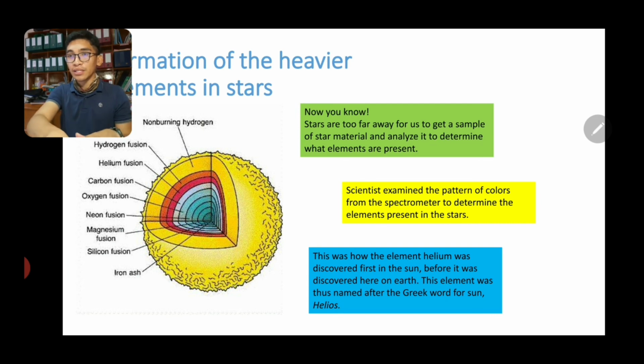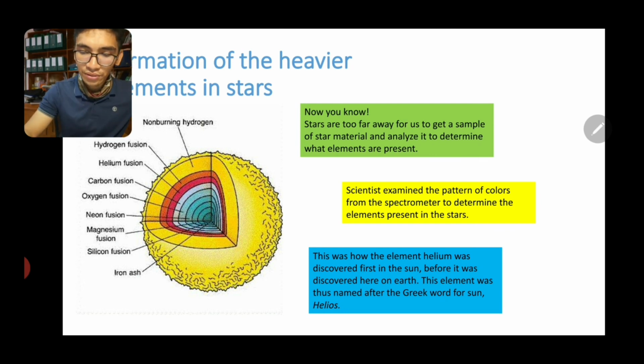Ngayon, ano ba pinag-usapan natin dito? Fusion. Okay? Fusion is the combination of two atoms to produce energy. So non-burning hydrogen, hydrogen fusion, helium fusion, carbon fusion, oxygen fusion, neon fusion, magnesium, silicon, and lastly, iron fusion. So, nabanggit dito sa ating book, ano? The nuclei with a mass number greater than 7 did not survive. So, this is because there are no stable nuclei.